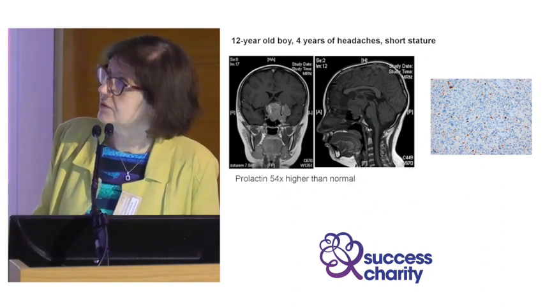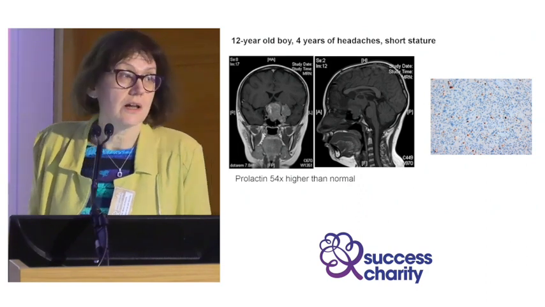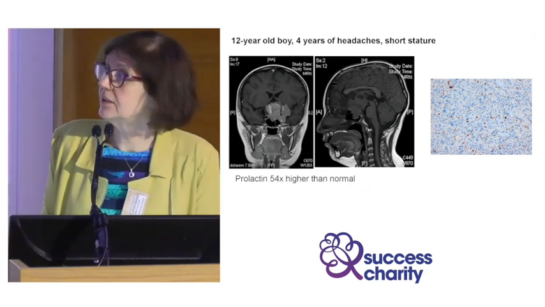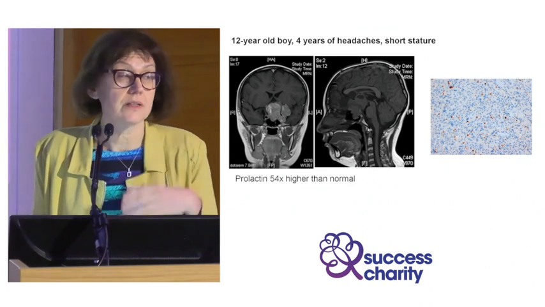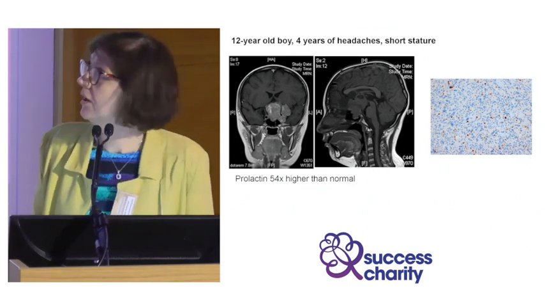By the time he got to the pediatric endocrinologist, the tumor was this size. So now you see it, here in the lateral view, and this is in the frontal view. And he had a very, very high level of one of these hormones called prolactin. It was 54 times higher than the upper limit of normal. So that's very, very high.